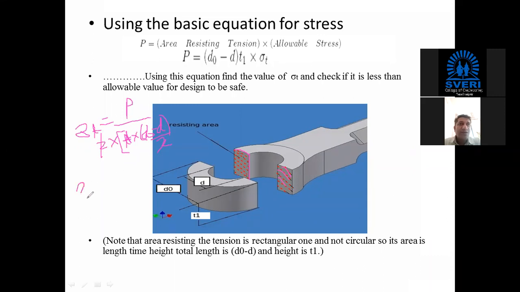Or you can cancel this 2 and this 2. Simply you can write this sigma T is equal to P divided by T1 into DO minus d. And this formula you can convert for the allowable pull, that is P. Is it clear?